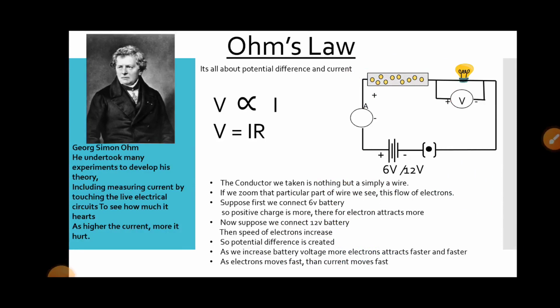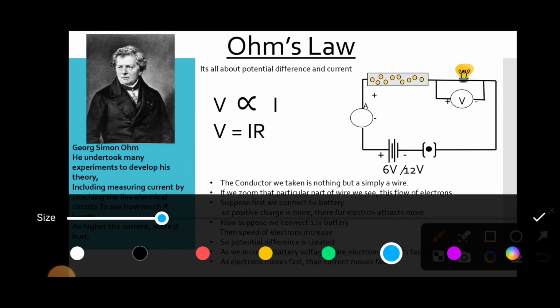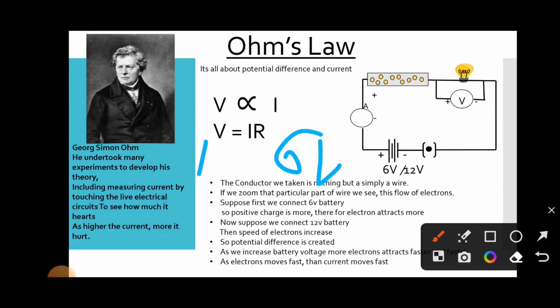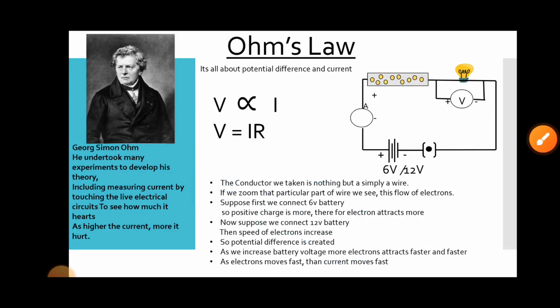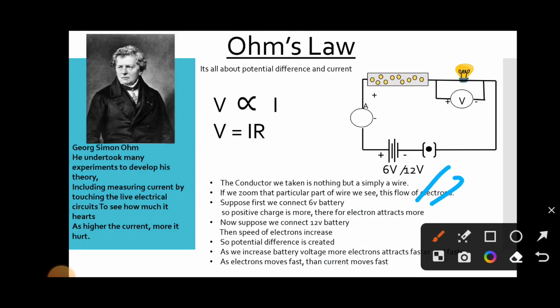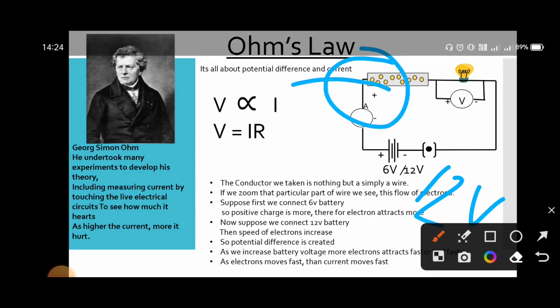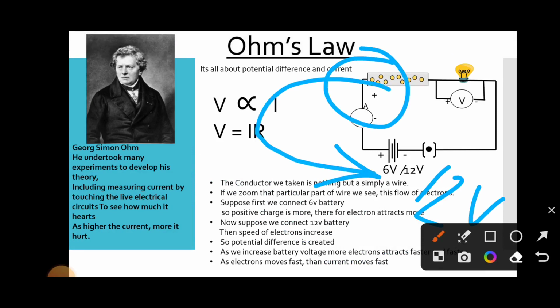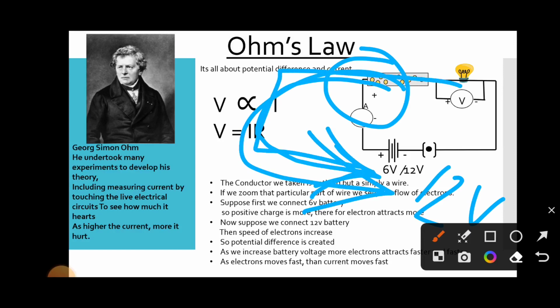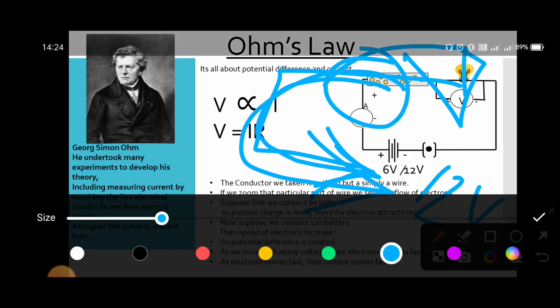As we increase the battery's voltage, here we change 6 volt to 12 volt, electrons are attracted faster and faster. If we increase the voltage, then electrons from here are attracted faster and faster. As electrons move fast, the current also moves fast, but it is in the opposite direction.